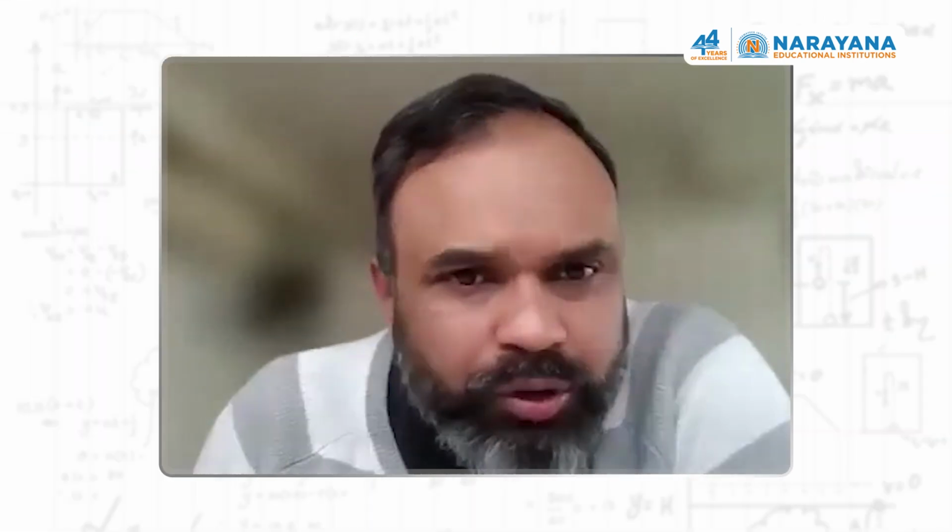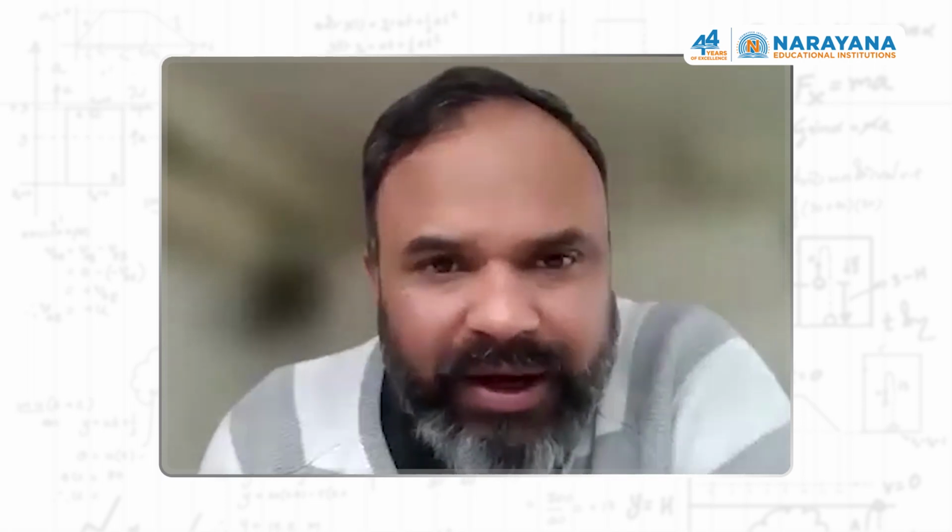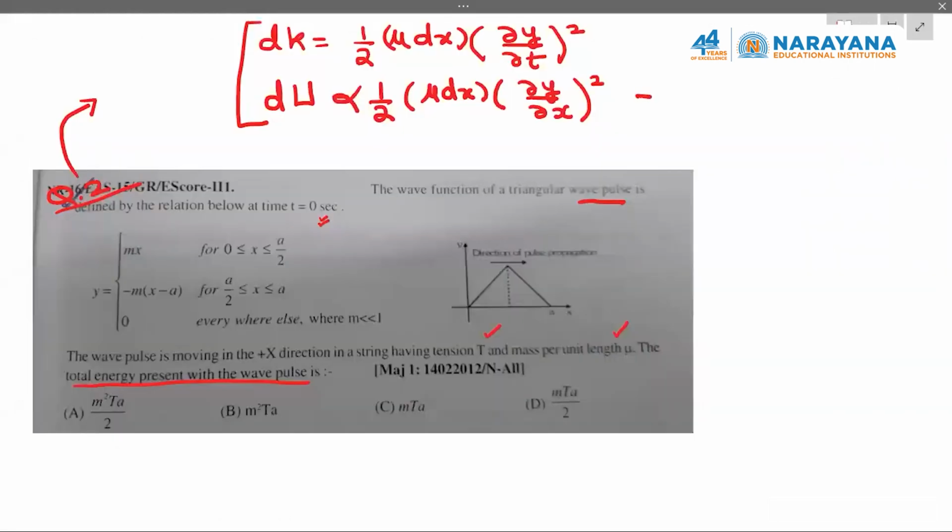I'm using that mu because I want to use the proportionality actually. If you want to write the exact formulation, I can write it exactly also. It comes out as half of tension into dx into dou y by dou x the whole square. That term actually becomes v square mu, and I wanted to use that proportionality here, but fine. So these were the two relations that are required in this problem.